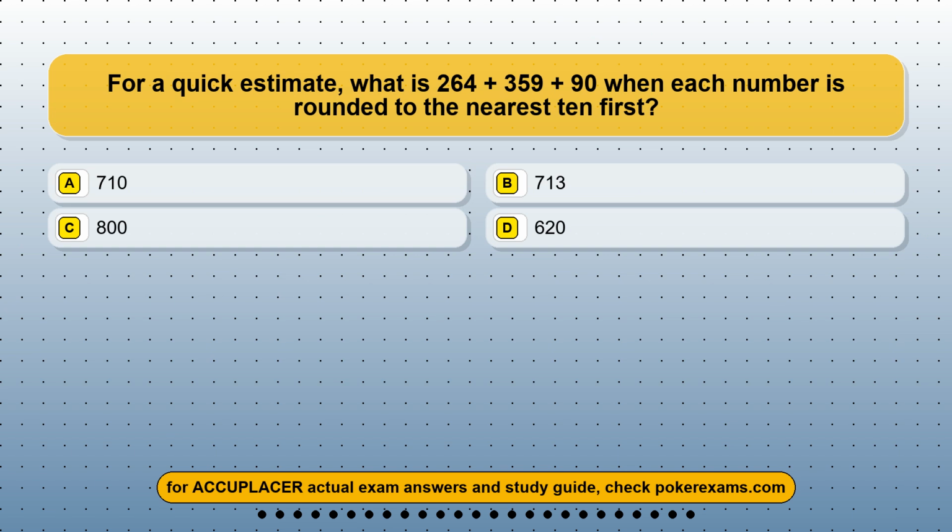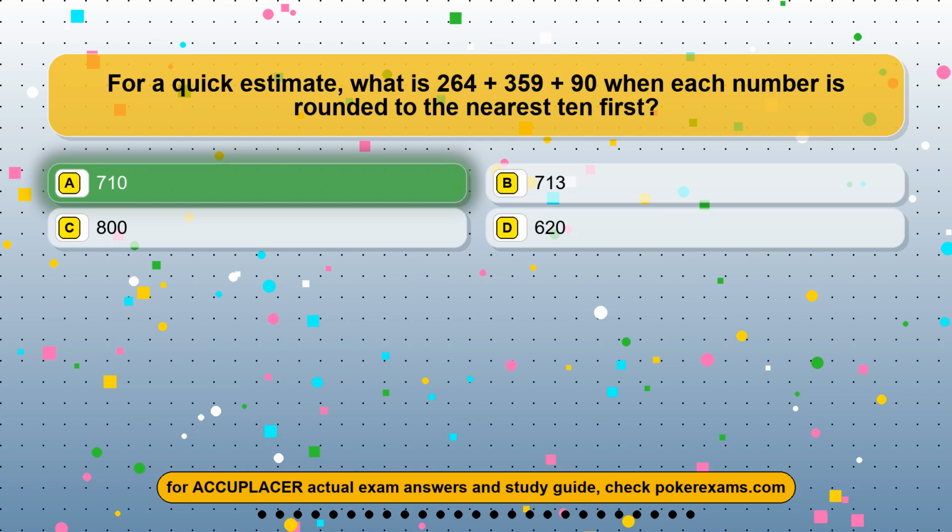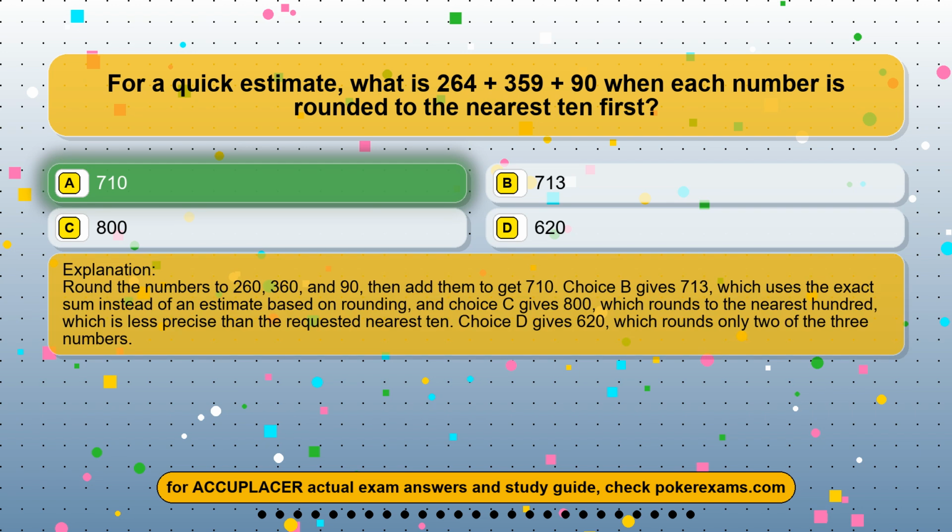Question 23. For a quick estimate, what is 264 plus 359 plus 90 when each number is rounded to the nearest 10 first? Option A, 710. Option B, 713. Option C, 800. Option D, 620. The correct answer is option A, 710. Round the numbers to 260, 360, and 90, then add them to get 710.